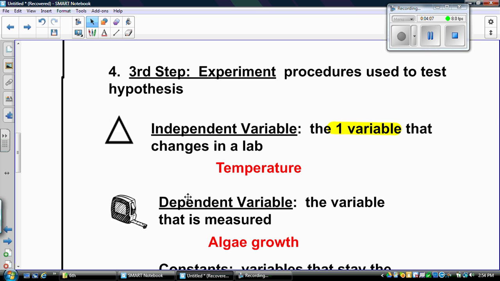Then we've got to look at a dependent variable. The dependent variable depends on the independent. It is the variable that you are measuring based off the independent variable. I always put a little tape measure next to the dependent variable to help remind me that this is what I'm going to measure. So if we're going to change the temperature with the algae, we're going to measure how well they grow, how many they grow at different temperatures. So the algae growth is your dependent variable.